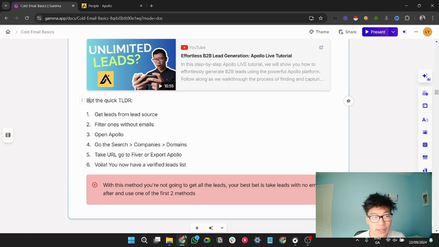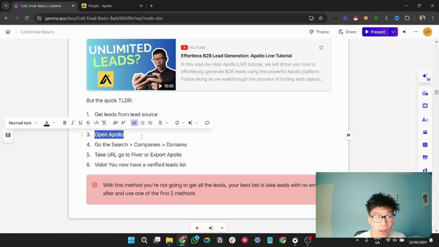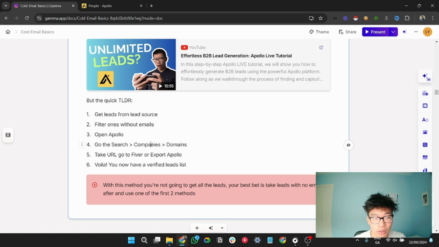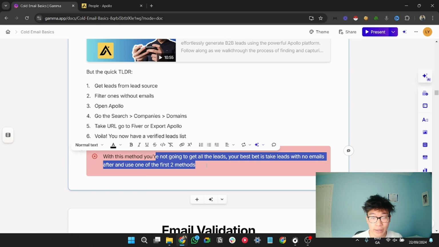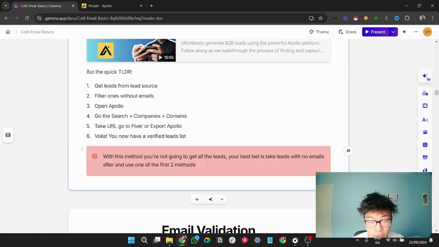But the quick TLDR is you get leads from a source, filter the ones without emails, open Apollo, go to the search, go to companies, domains, take the URL, go to Fiverr or export from Apollo, and voila, you now have a verified leads list. That's basically what it is. With this method, you're not going to get all the leads. Your best bet is to take leads with no emails and use one of the first two methods.